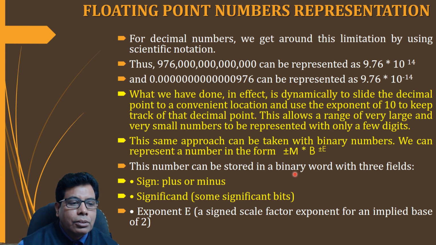In that we'll have the significant bits for particular precision. Then next is the exponent, that is e. So this is nothing but the scale factor for the implied base of 2. So that will be always 2 raised to e, so b raised to plus minus e, so 2 raised to plus minus e. That will be the exponent part.